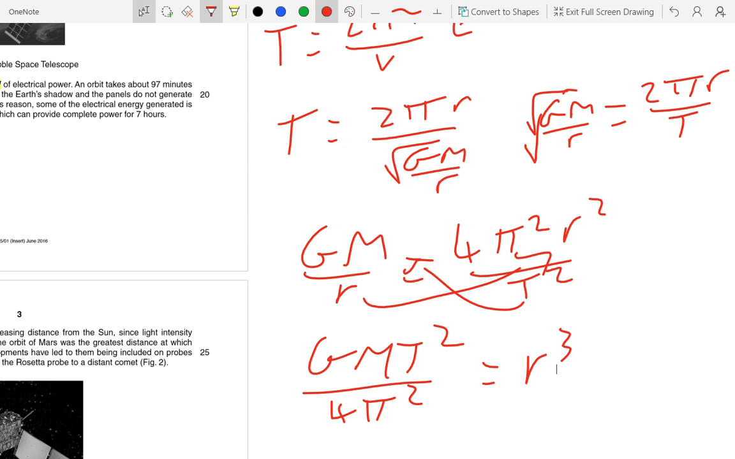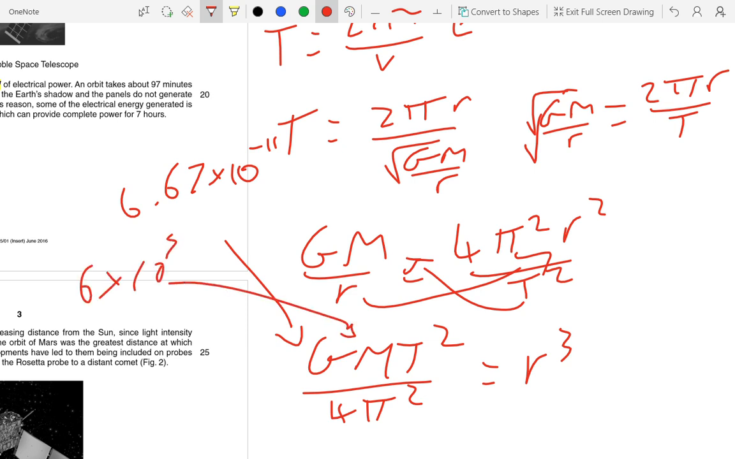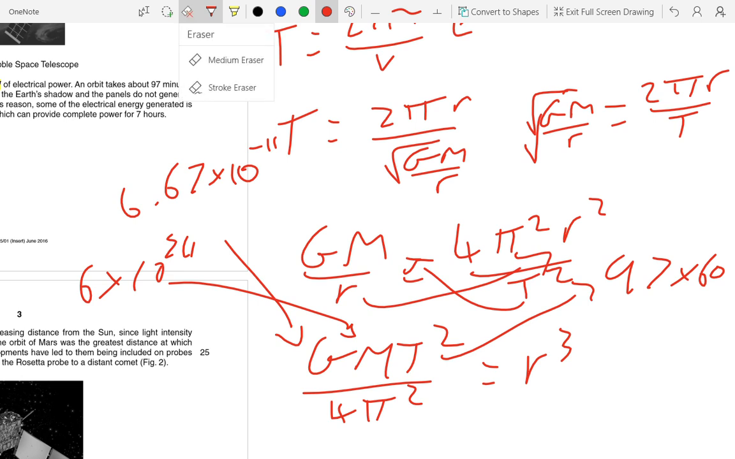So if it gave you this question, it would tell you what G would be in the constants at the back, 6.67 times 10 to the minus 11. It would give you the mass of the Earth, which is about 6 times 10 to the 24 kilograms. And you know what the time period is, 97 minutes, you just have to convert that into seconds, 97 times 60, and you know what pi is on your calculator, and you just do the cube root of all that, and then you've found the radius. So that's the radius that Hubble's orbiting the Earth at.